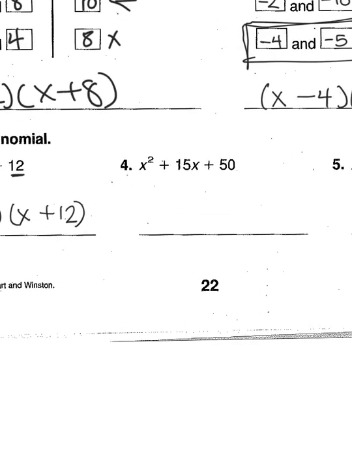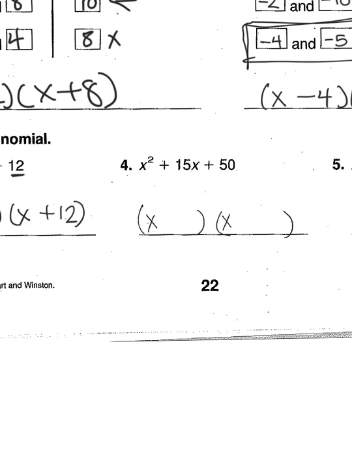Now if I look at this next one, I've got x squared plus 15x plus 50. I'm going to start off by splitting my x values, and then I'm going to look at my 50. I'm going to ask myself, what factors of 50 add up to give me 15?